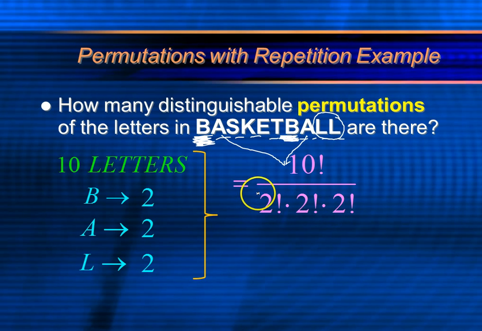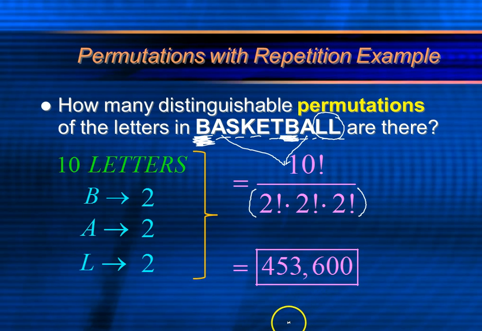And if you're using your calculator, make sure you have parentheses. If you don't have parentheses, you will not get it right. So 10 factorial divided by 2 factorial times 2 factorial times 2 factorial equals 453,600 different permutations.